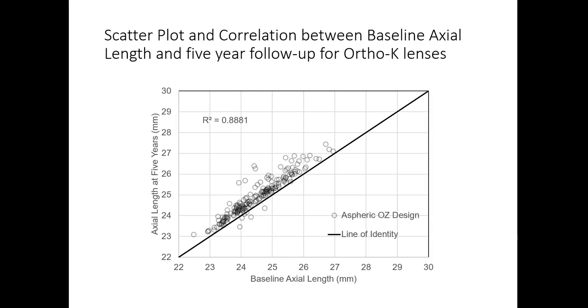Here's a scatter plot of a correlation between baseline axial length down here and 5-year axial length. And these kids got this particular Ortho-K design. And the line of identity is right here. So we have an R square of 0.88. That's like a correlation that's pretty high. You're accounting for 89, almost 90% of the variance.